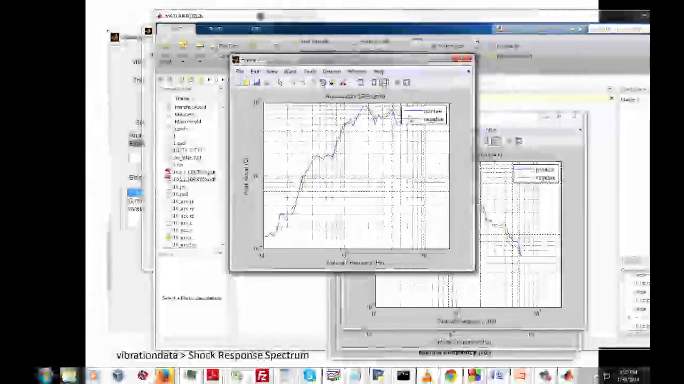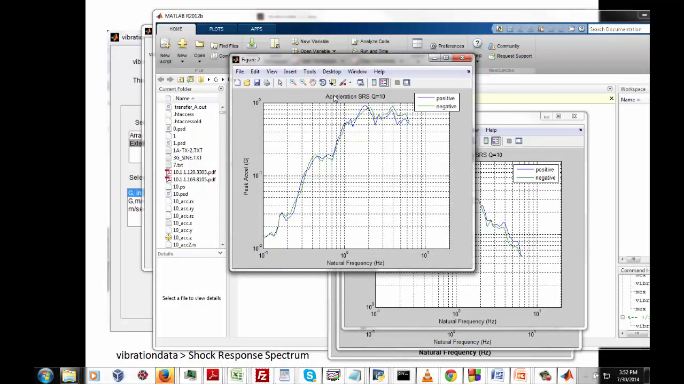Okay, here we get a shock response spectrum, and I'm calling it acceleration SRS, Q is equal to 10. Now please, anytime you generate a shock response spectrum, please put the Q value in the title, or if you'd prefer, put the viscous damping ratio. So this is Q is equal to 10. I could have also said 5% damping, and that would have been okay. But please do one or the other. The Q value is a little more conventional of the two.